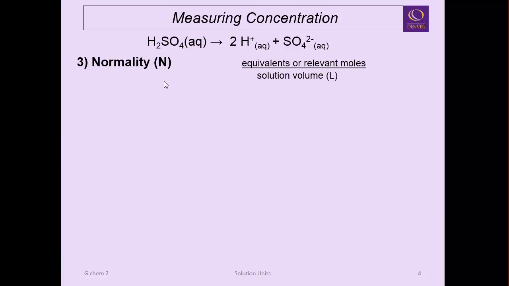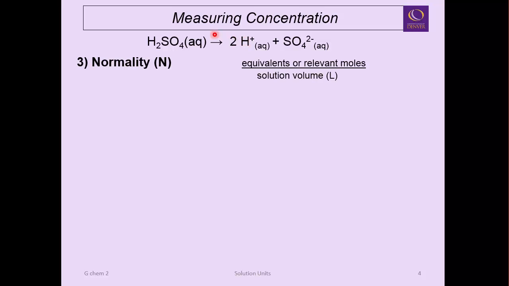Normality is another measure. It's less commonly used, but I still want to show it to you because you'll see it from time to time. It's symbolized with a capital N. It talks about the equivalents or relevant moles of solute that's loose in the solution. So it depends what you're trying to do with the chemistry. For example, are you putting sulfuric acid in water to try and get protons free? If so, for every mole of sulfuric acid, you actually have 2 moles of protons.